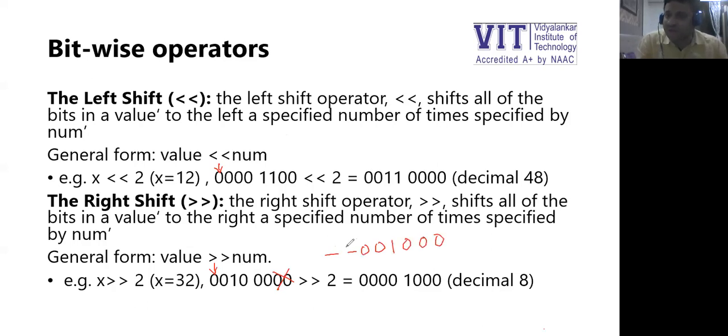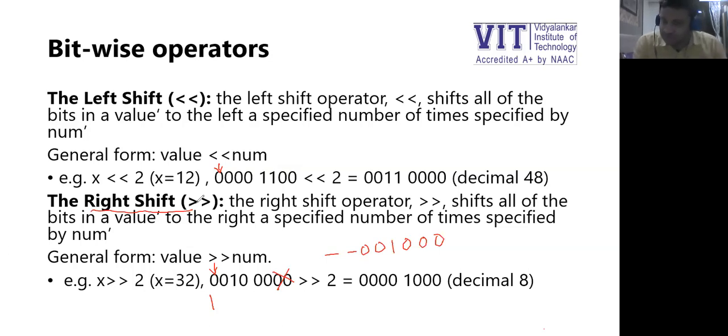So here we just discussed that these will be filled with 0. Now suppose the number is negative, then the MSB will be 1. So instead of 0, there will be the value 1. Now this right shift is basically known as signed right shift. Signed right shift means what?